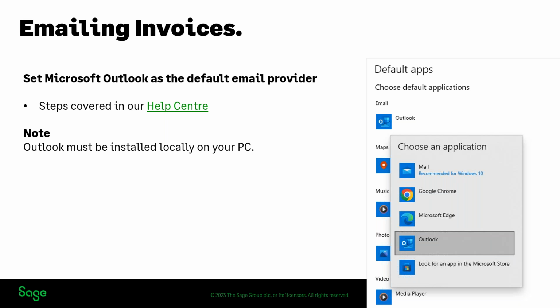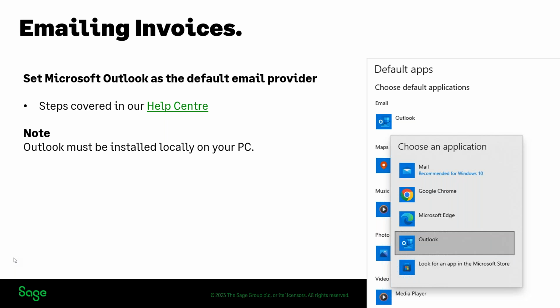Now, what we're looking at today is where you've got Outlook installed locally on your PC. That's the integration that we're looking at. If you're using the online version, then you would need to use SMTP settings. So do check that out. There is information in our help center should you need that.